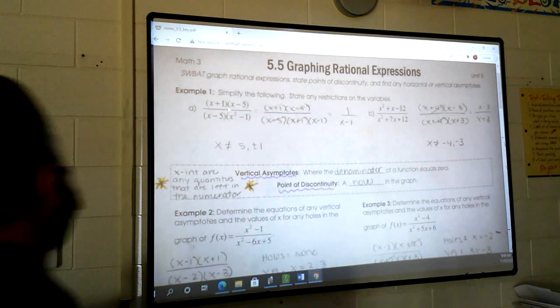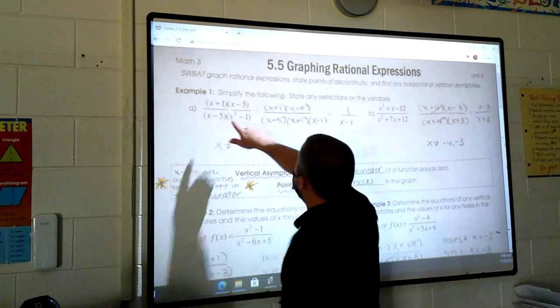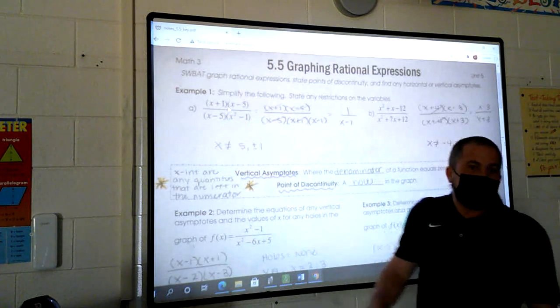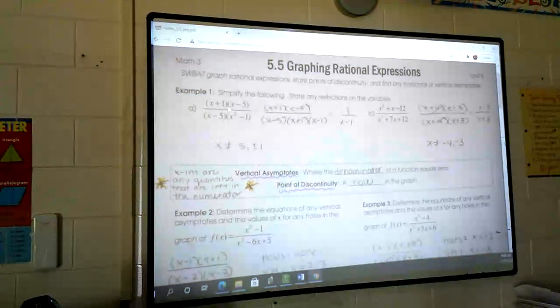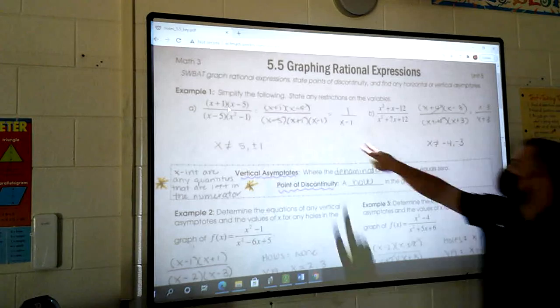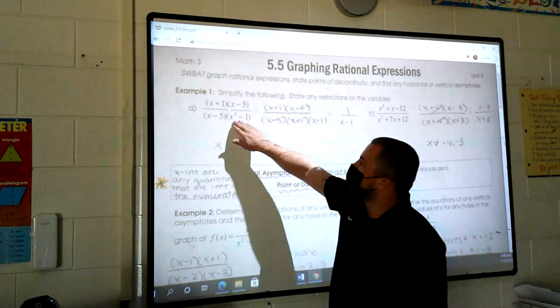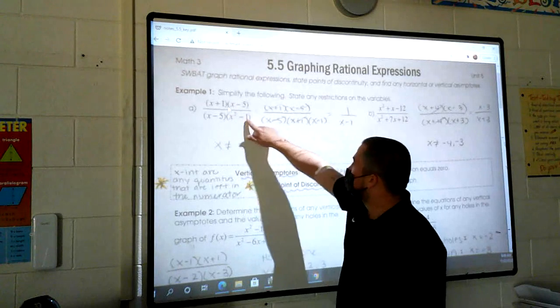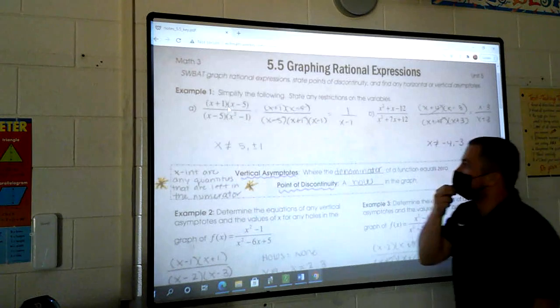But to simplify that, the first thing you would do is, there's nothing to simplify here except you see x squared minus 1. And x squared minus 1 is a difference of squares. So you would write that as x plus 1, x minus 1, because it's a difference of squares. So you can factor that by taking the square root of x squared and the square root of 1. So x plus 1, x minus 1.